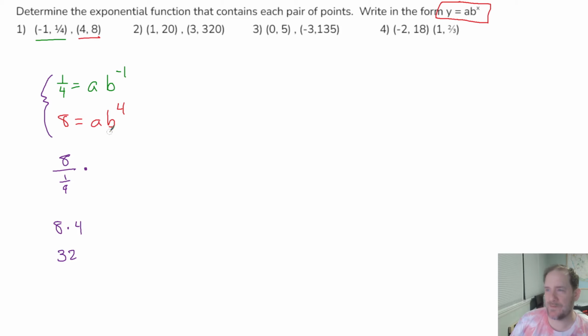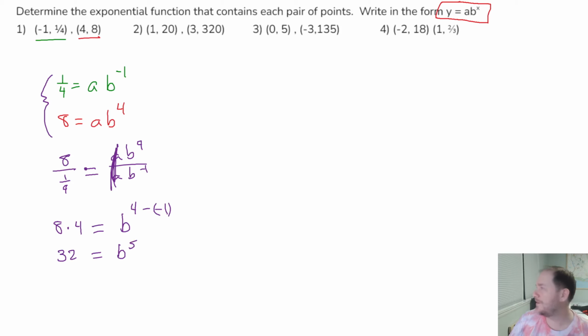So if I'm dividing red by green, then that means I need to set this equal to ab to the fourth divided by ab to the negative 1. And by dividing these, we get the a to cancel out, right? That just cancels out. And what am I looking at? This would be b to the fourth minus negative 1. That means it's really b to the 4 plus 1, which means it's b to the fifth, which means to solve for b, I just take the fifth root of both sides. And hopefully by now you've memorized that the fifth root of 32 is 2, which means b is 2.